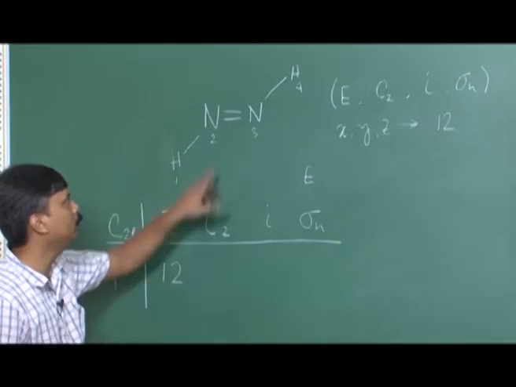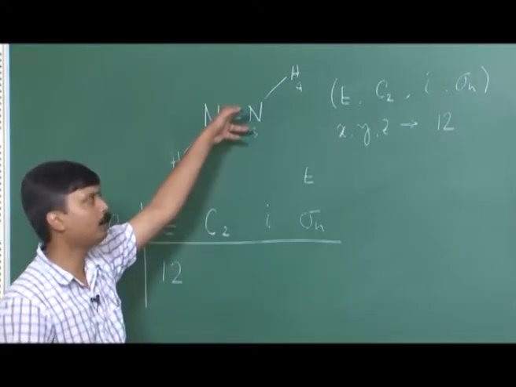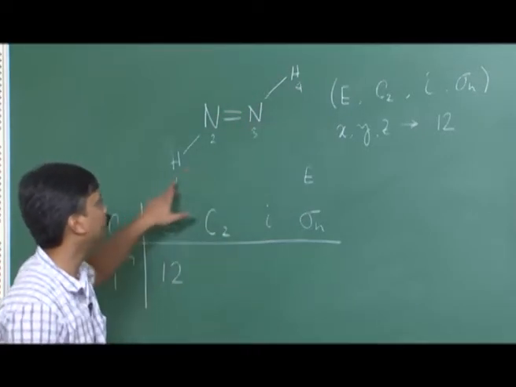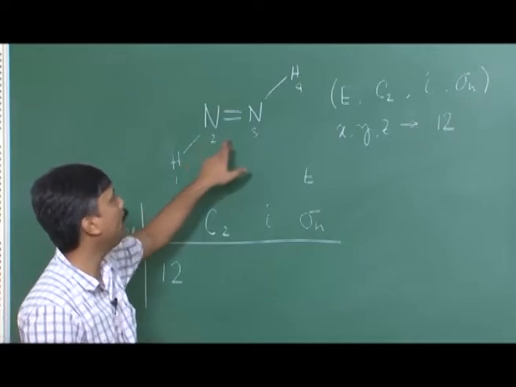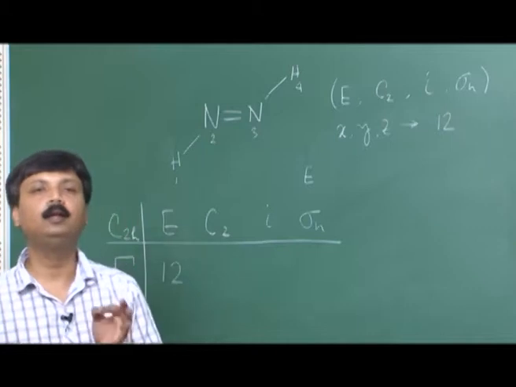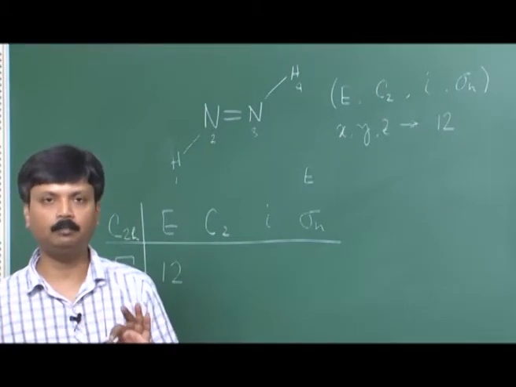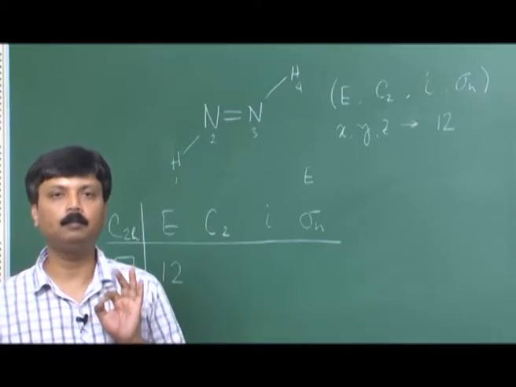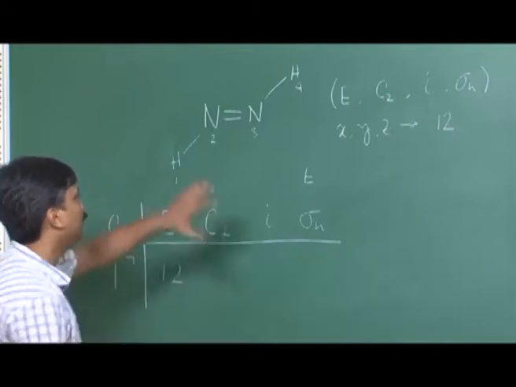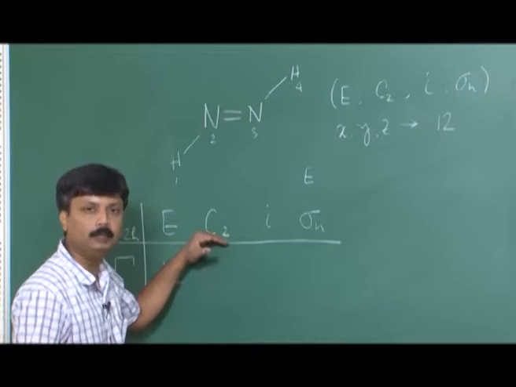So, for example, C2 is in this direction. So, if I operate C2, 1 will go to the place of 4, 4 will go to the place of 1, and 2 and 3 also will interchange. So, none of the atoms are remaining in their place. That means none of the basis functions will contribute any positive value to the overall character, meaning the total character of the representation corresponding to C2 operation will be 0.